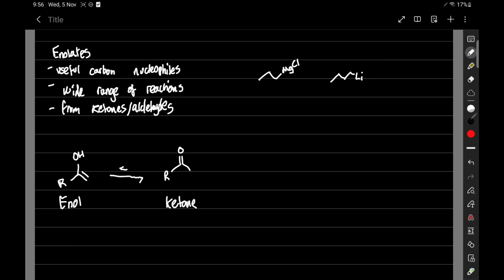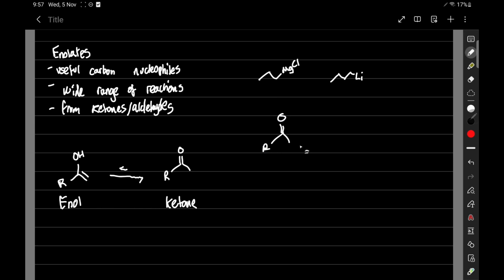So we can, however, use acid or base to catalyze the formation of this enol. So we can add acid or base. Normally we add base to get the enol, and we get the enol via the enolate.